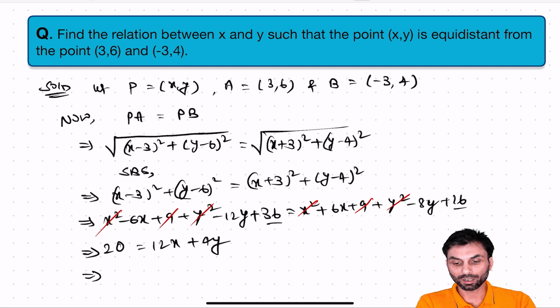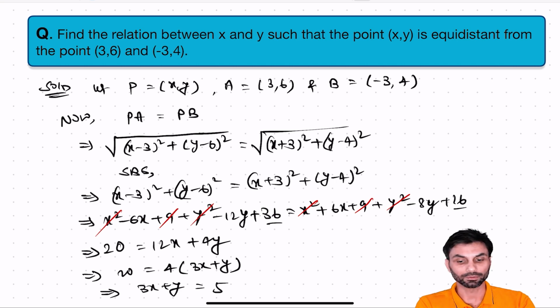Now this will be from both the sides. If we take 4 common, we'll get 20 equals 4 into (3x plus y), and so we'll get 3x plus y equals 5. And that will be the relationship between x and y.